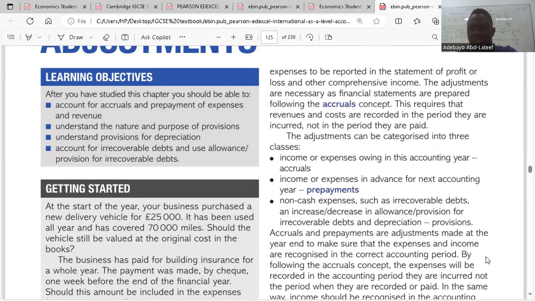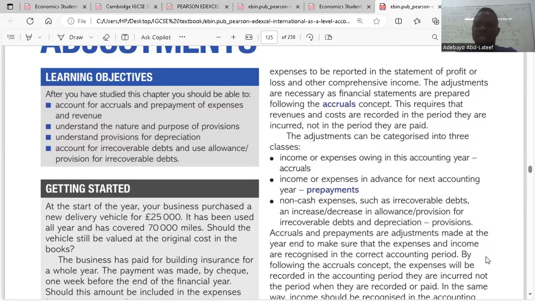And what is the accrual concept? The accrual concept requires us to recognise our revenues and costs in the period in which they are incurred. So that is the accrual concept. It means that revenue and cost should be recorded in the period at which they are incurred, not the period they are paid.